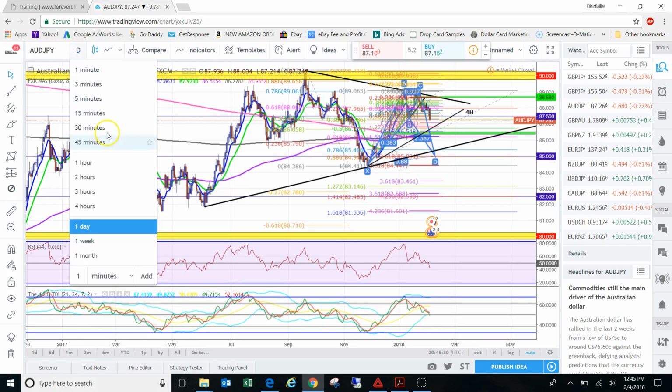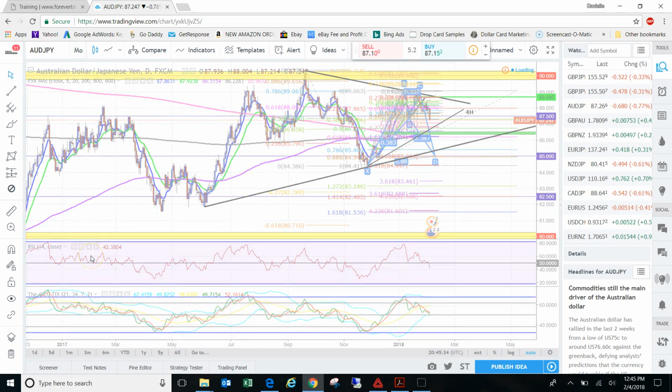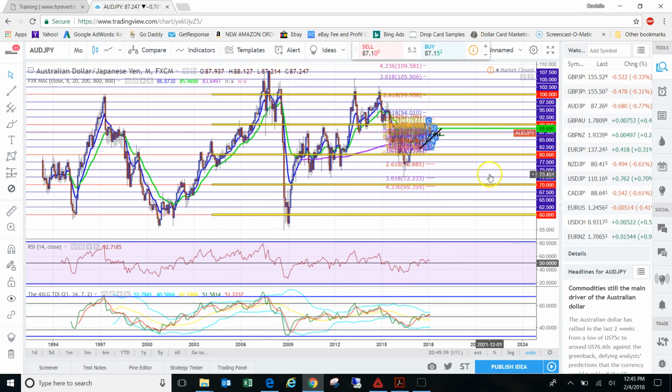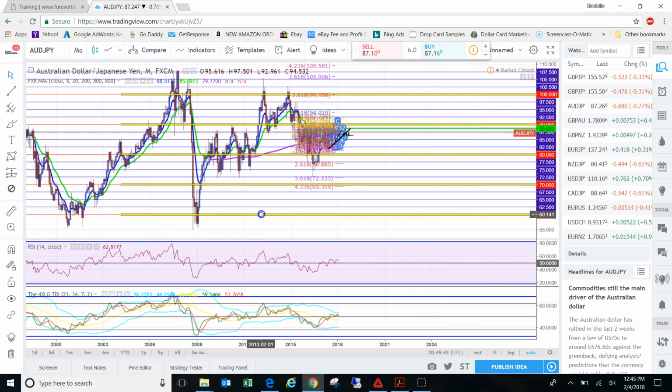I mark up all my charts using that, and sometimes I start with the monthly. Sometimes I start with the monthly, it just depends on where price is at. And as you can see, the red ones, I kind of did it similar to the MT4 indicator.